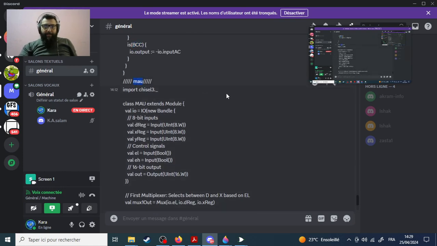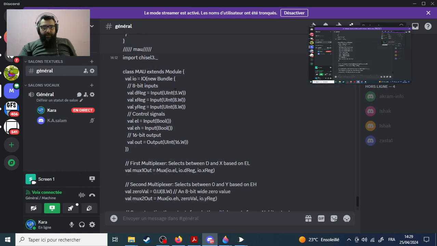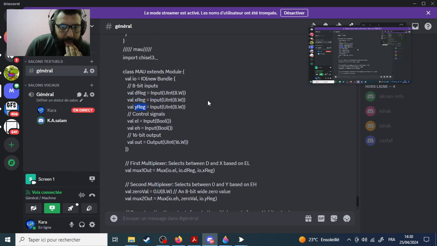We have the memory address unit. I don't remember the memory address. You have four inputs, yes. We have the register inputs. We have three registers, and we have two parts of the address, and the output is on 16 bits.